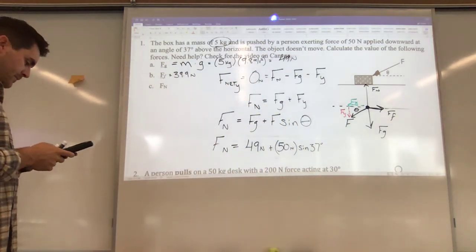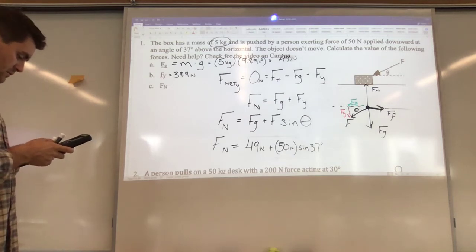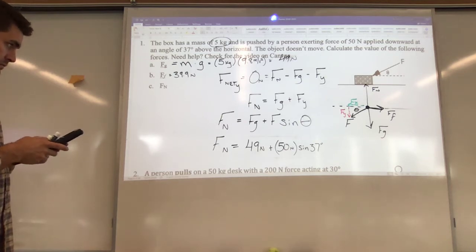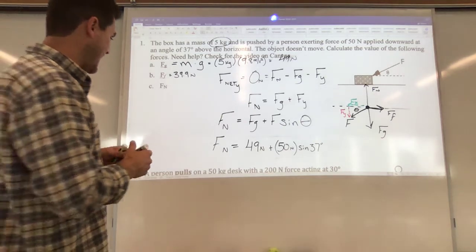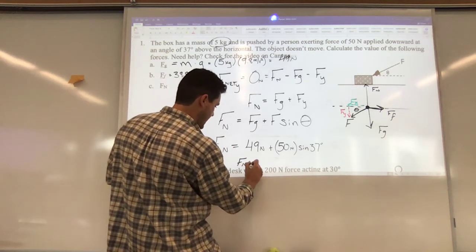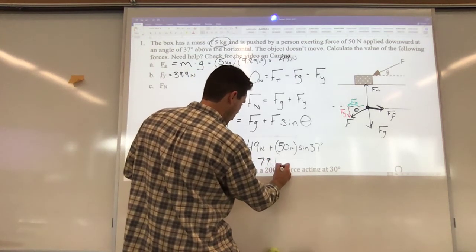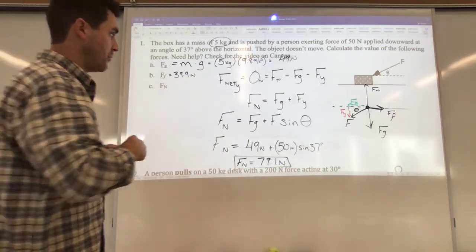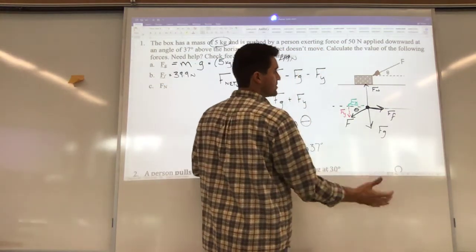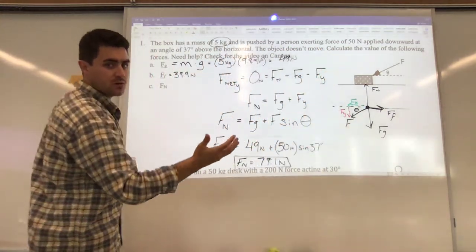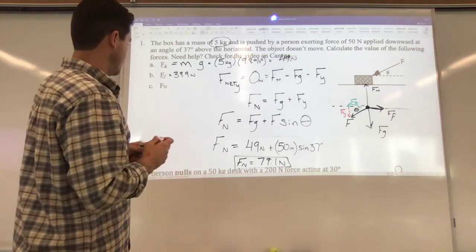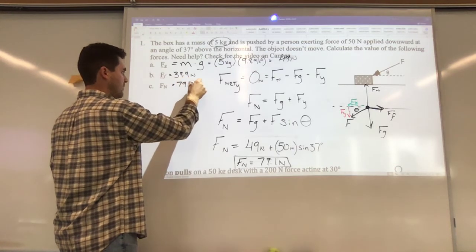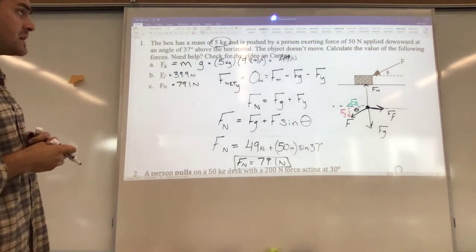Let's see what we get. I end up with 79. The normal force, Fn, equals 79.1 newtons for my normal force. And again, all of my forces downward should be equal to that normal force. The normal force is the opposing upward force that we have there. 79.1 newtons. I think I've answered my question.